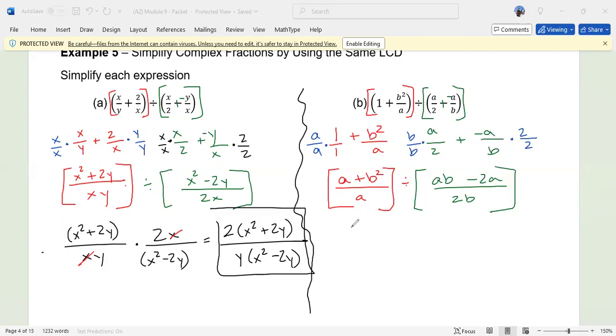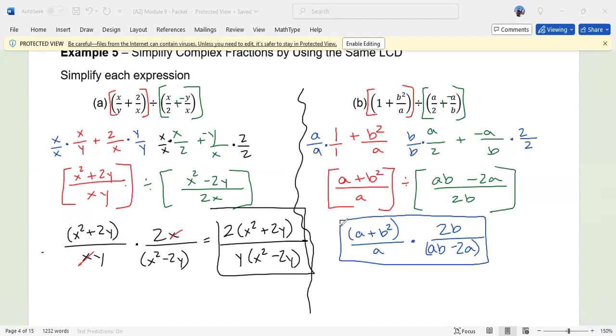That looks great. So we have (a plus b squared) over a. We're going to multiply by the reciprocal, so it'll be 2b over (ab minus 2a). You can, if you want, factor out an a of this ab minus 2a, so this becomes a squared. But realistically, it's not going to change the outcome. Nothing's going to be able to be factored. So I'm actually just going to leave it just like that. It looks good to me.